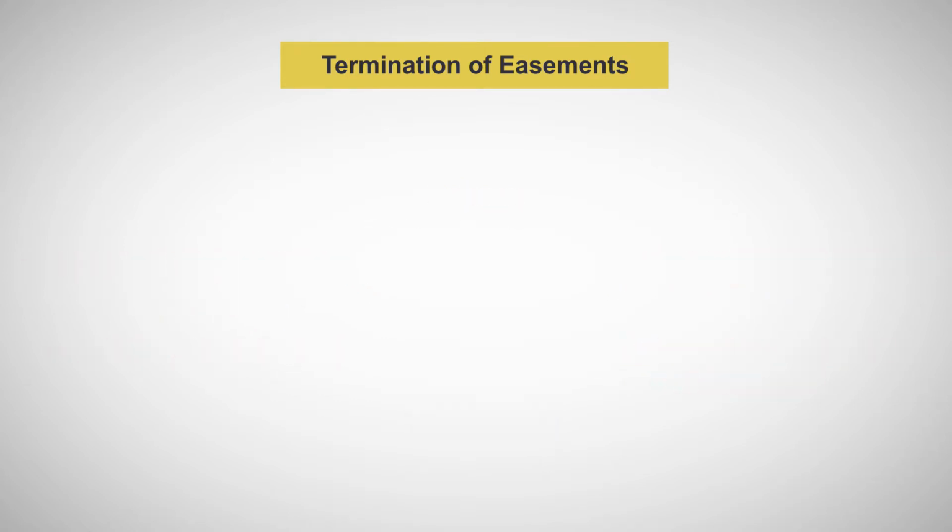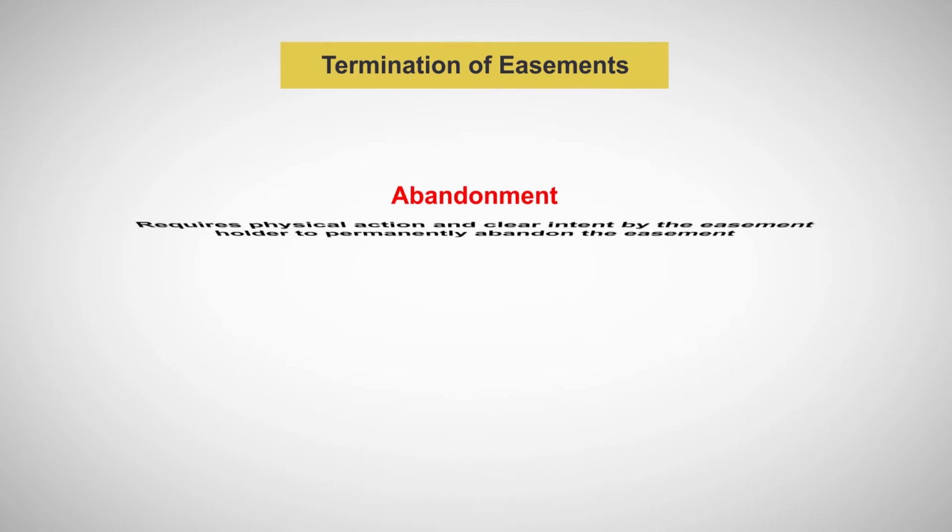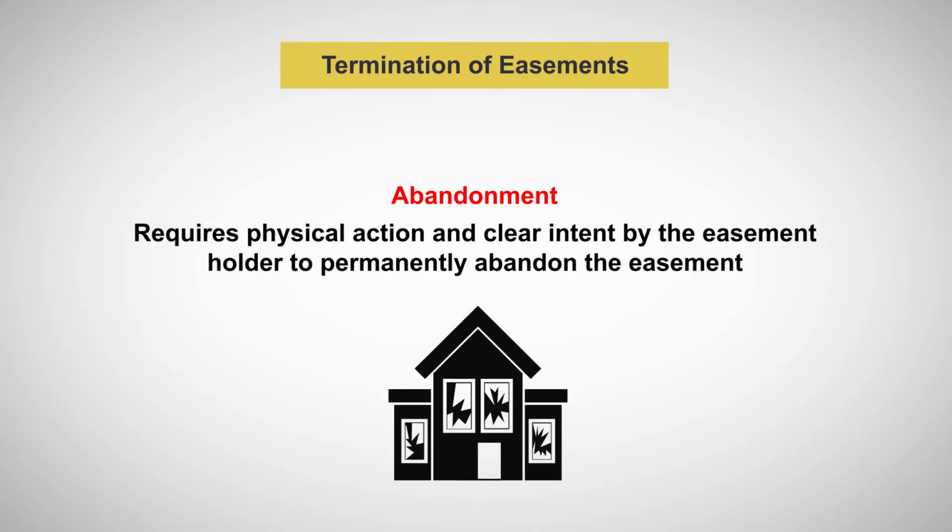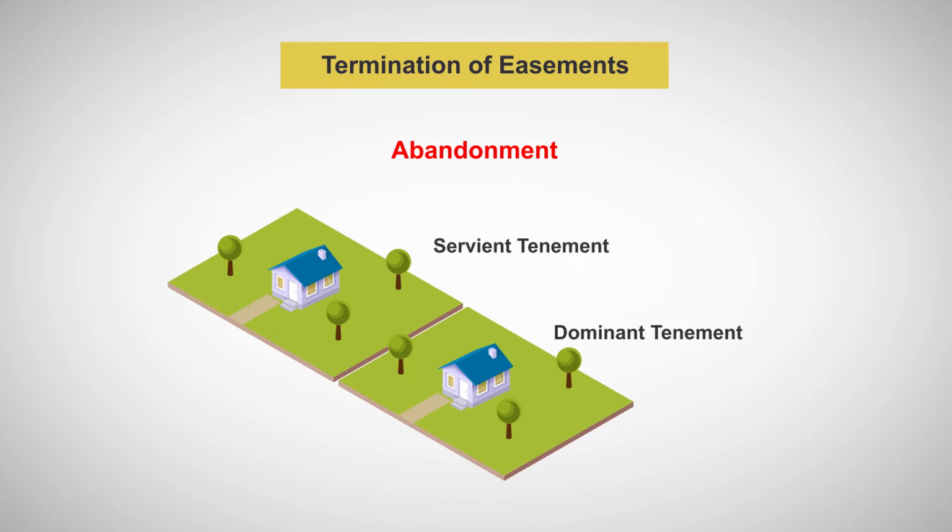The fourth way to extinguish an easement is through abandonment. Abandonment requires physical action and clear intent by the easement holder to permanently abandon the easement. For example, if someone has an easement to use a shortcut over someone else's property, but builds a wall that blocks off the path over which he has the easement, a court can decide that he's abandoned the easement.